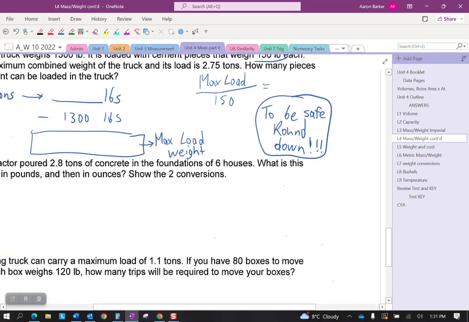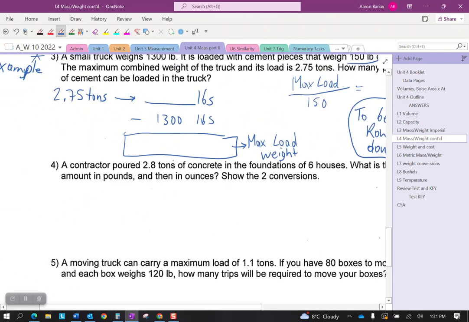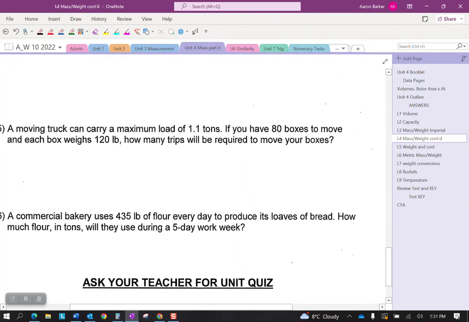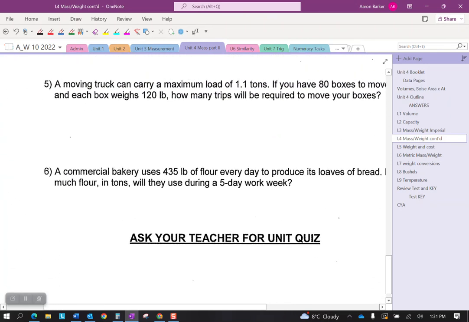Any questions here? Now, this one here is 2.8 tons of concrete in the foundations of 6 houses. It's not for each house. It's a total. So be careful with that one. At the very end here, you've got 6 questions. You want to do the unit quiz. So if you're all caught up, then you're doing the quiz and marking it. Probably about 7, 8 of you will get done the quiz and mark it. Others need to catch up a little bit before you do your quiz because you're not ready. You have to have all your work done. Then you're ready for the quiz. Questions, comments, concerns? Okay.